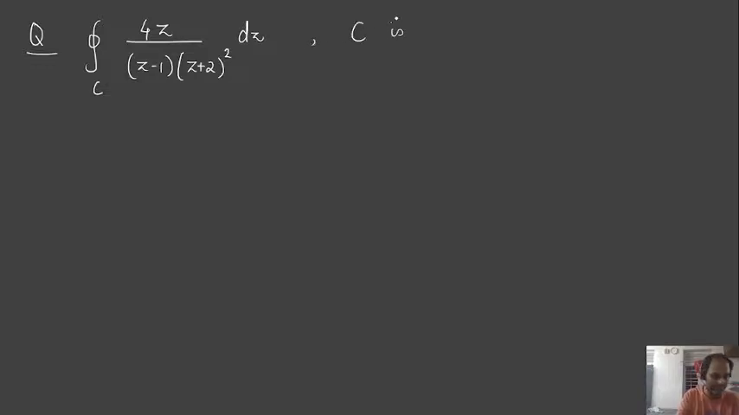So the question is: integral of 4z upon (z minus 1)(z plus 2) the whole square dz over C, where C is mod z equal to 3.